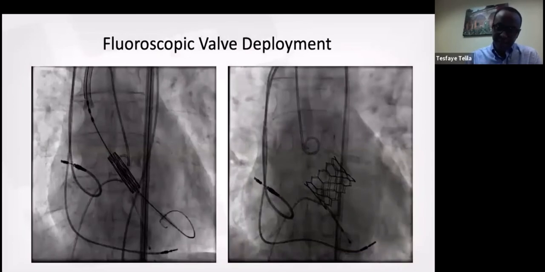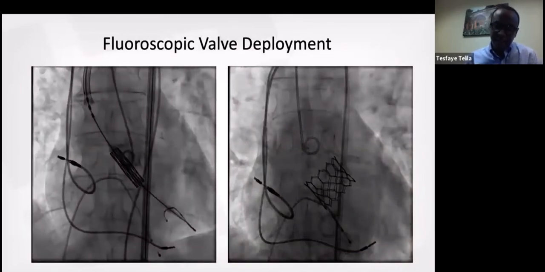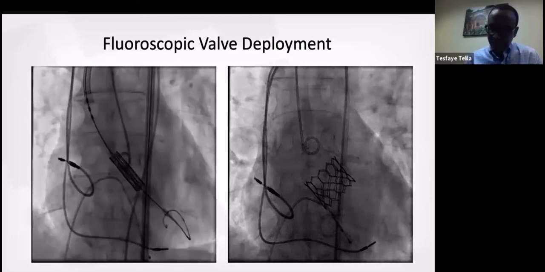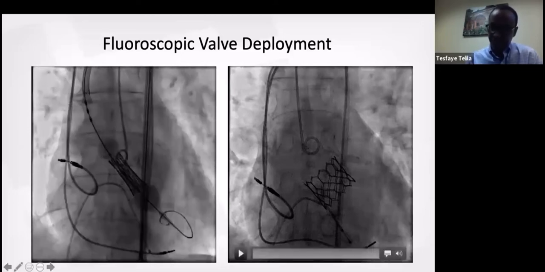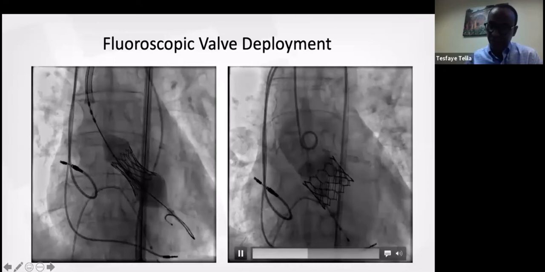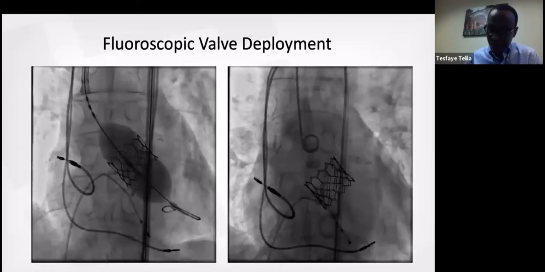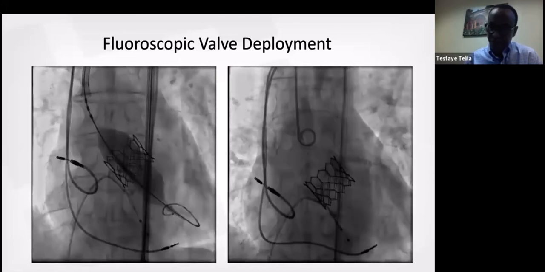So that is obviously animated. This is what it looks like in real life. This is after the valve is deployed. We'll do supravalvular aortography to check for aortic regurgitation.